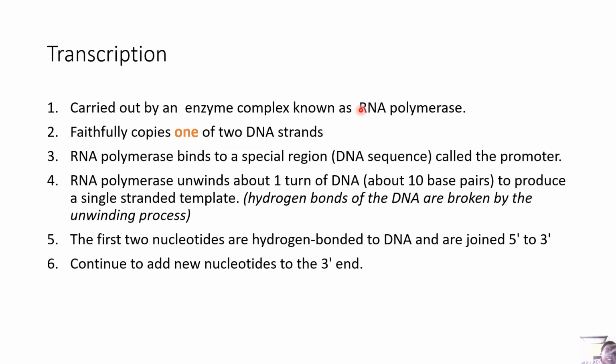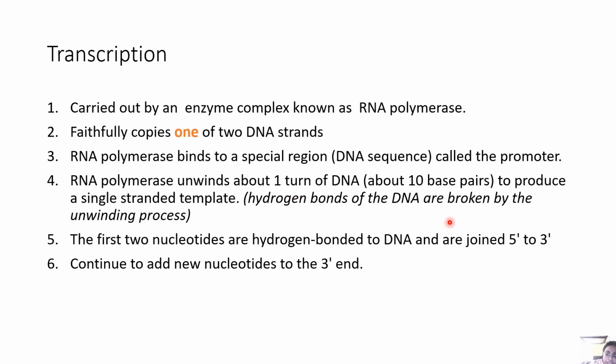Transcription is carried out by an enzyme complex known as RNA polymerase. It faithfully copies one of the two DNA strands. RNA polymerase binds to a special region of the DNA sequence called the promoter, and it unwinds about 1 turn of DNA, which is about 10 base pairs, to produce a single stranded template.